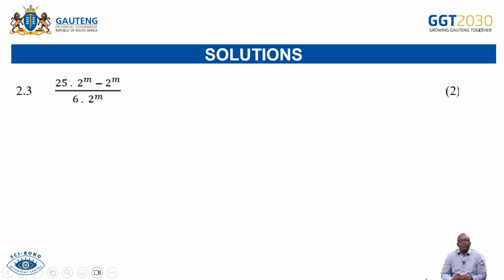So looking at 2.3 now, we have 25 multiplied by 2 to the exponent of m minus 2 to the exponent of m.